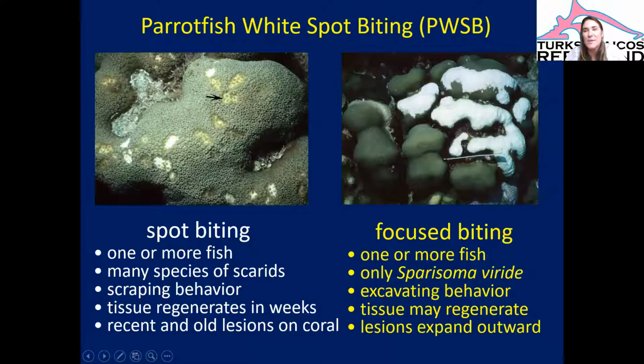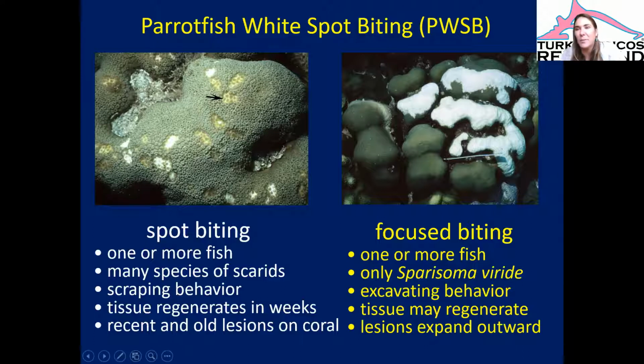Parrotfish, white spot biting. There are two types of biting that parrotfish do. We have spot biting, which is what I see more often than not here in the Turks and Caicos. That's one or more fish that just scrape in completely irregular shapes around a coral colony. Usually the tissue will regenerate in a few weeks. It just depends on how deep the scrapes are, and it'll leave some coral colonies with scarring. And then you have what they call focused biting.